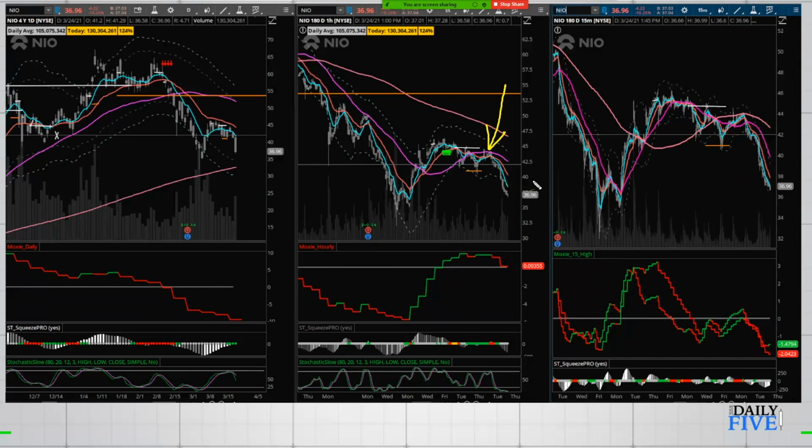And that's the kind of stuff that you need to be aware of. Or if you want to short, you can use that as opportunities to short. And you can see clearly here the 15-minute Moxie indicator, very red, very tight together, and definitely pulling everything down.